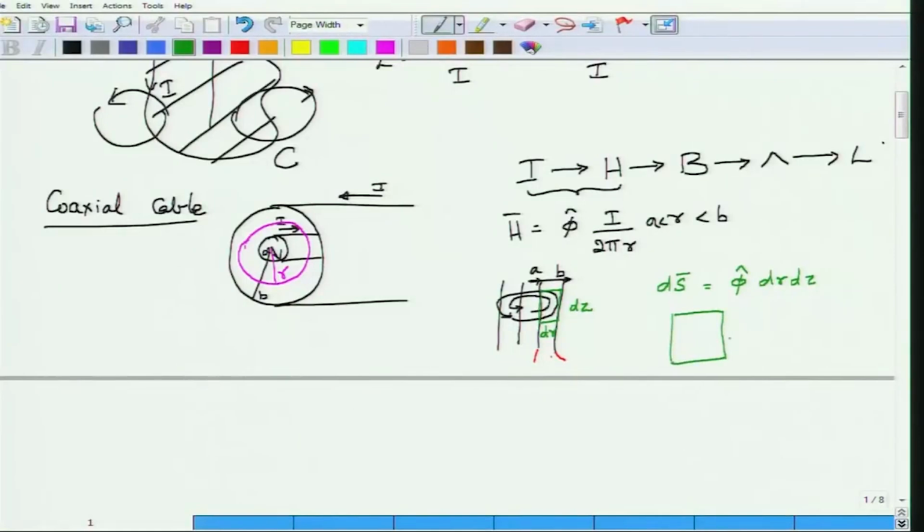So in this region, which is around dz and dr, right, the magnetic field lines will all be going in, right. So this would be the magnetic field lines. These magnetic field lines will all be along phi direction, and therefore they are perpendicular to this surface, and therefore they are cutting through the surface.